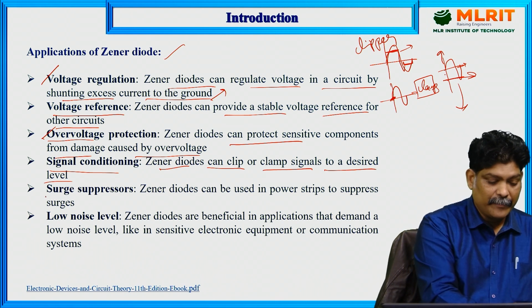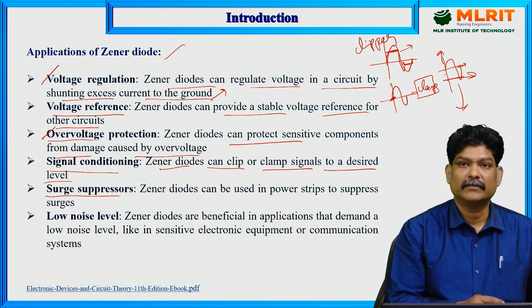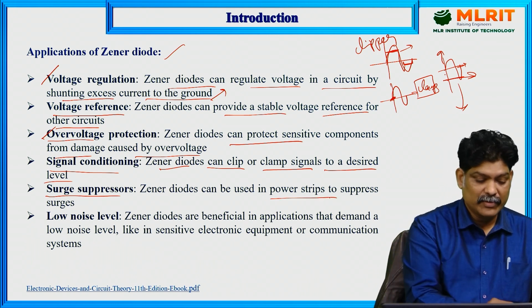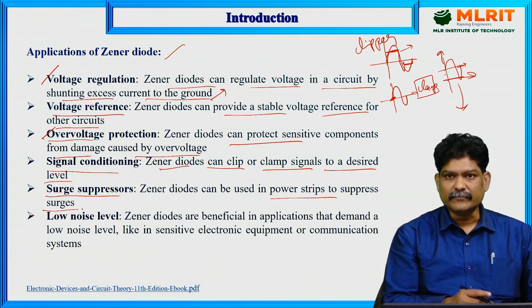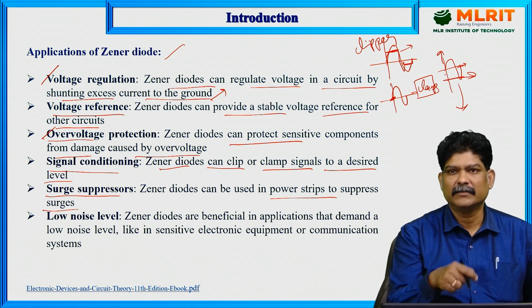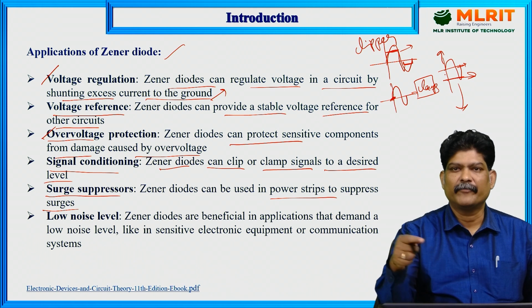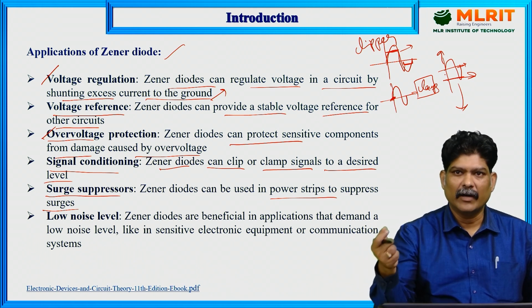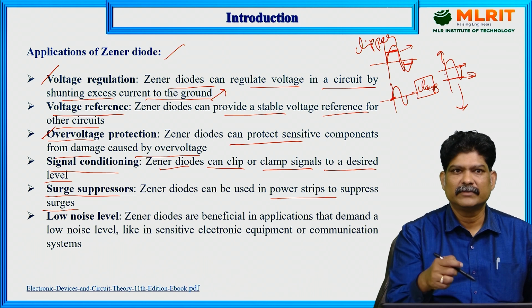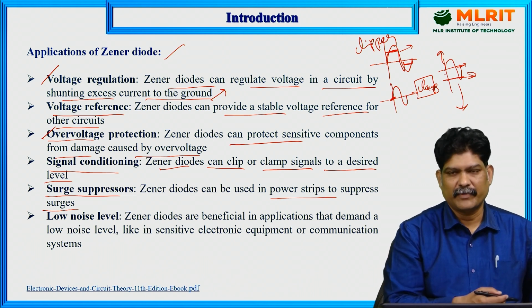And then another application is surge suppressors. Zener diodes can be used in power strips to suppress surges. There is some delay in the signal, which may reach after some time, and surges also take place. In such a case, we can use Zener diodes. Zener diodes are very effective as surge suppressors.